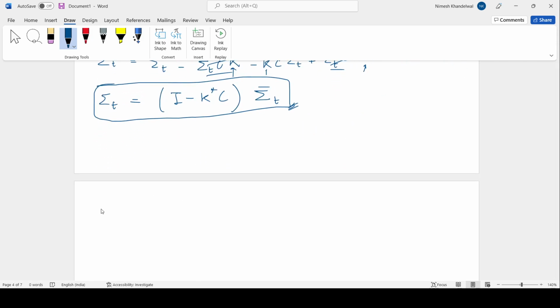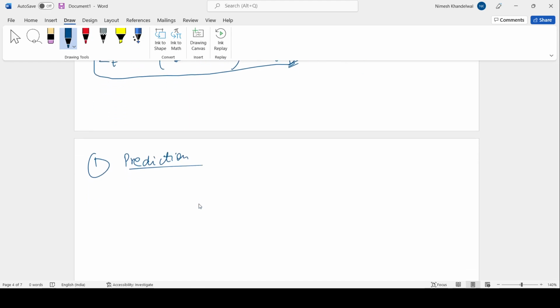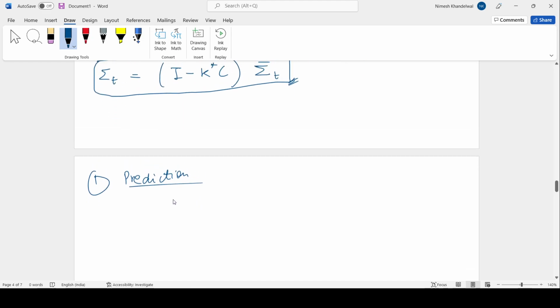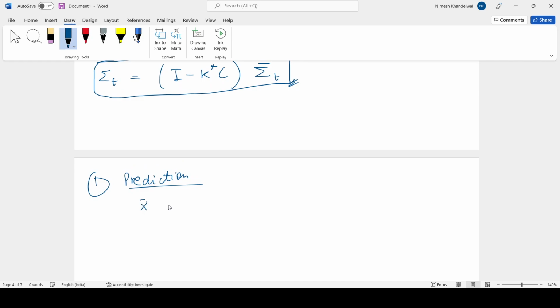If I had to write the steps, the first step was the prediction step, using my transition model. Using that, I had calculated that x bar is A x hat of t minus 1 plus B u t. And what was my sigma bar at time t? That came out to be A sigma t minus 1 A transpose plus P t.